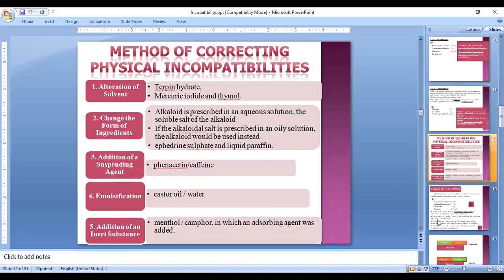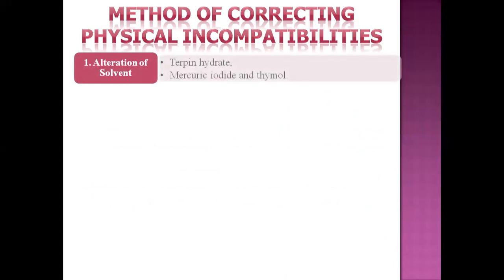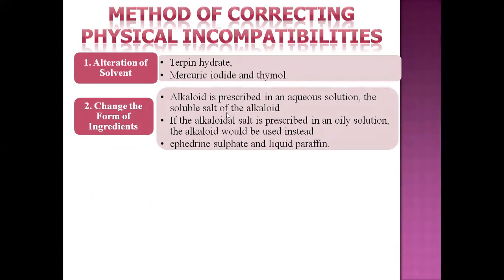So what are the methods of correction of the physical incompatibility? These are alteration of the solvent, okay, that for example terpene hydrate, where it was asked to dissolve in water, you can use alcohol. Mercuric iodide and thymol, again you can use alcohol. Another thing, change the form of the ingredient. If the alkaloid is prescribed in an aqueous solution, use the alkaloidal salt. If the alkaloidal salt is prescribed in an oily solution, use the alkaloidal base itself. Ephedrine sulfate, when it was prescribed in liquid paraffin, you should use the ephedrine base, which is the alkaloidal base in liquid paraffin. This is the change in the form of the ingredient.